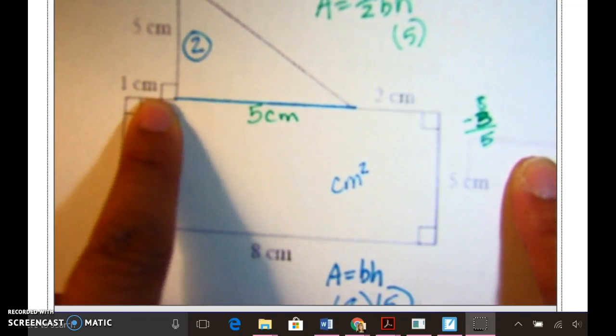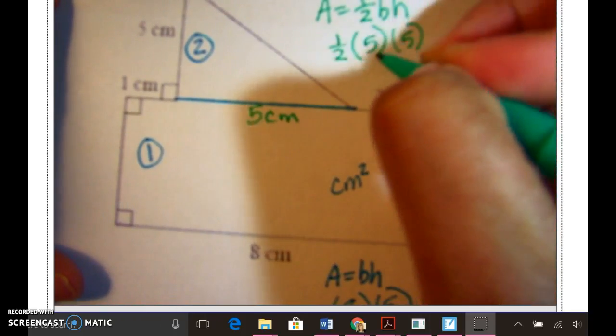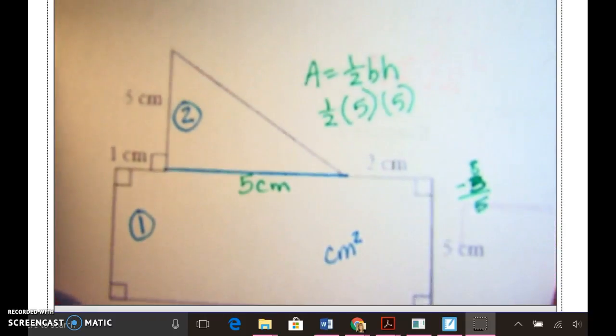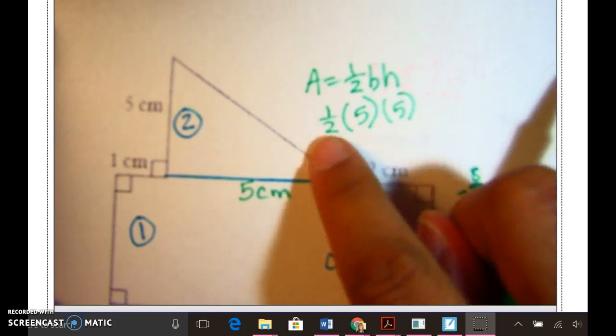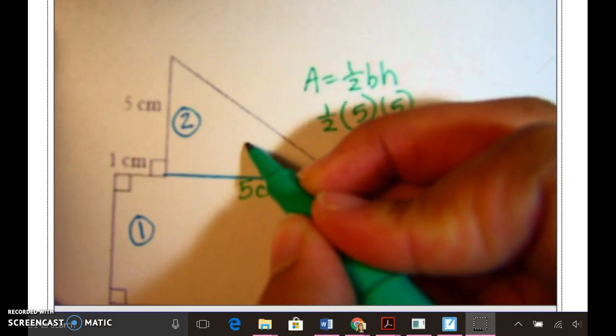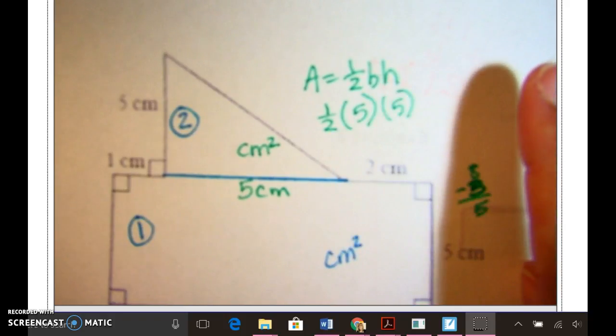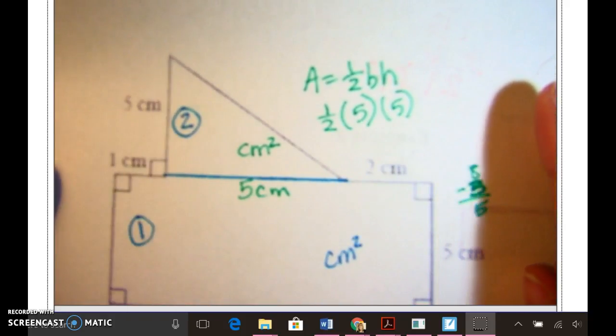So I know my height is 5, I know my base is 5. So now I can use my formula. And again, what I like to do is multiply base times height and then divide by 2. When I'm done, my answer is going to be in centimeters squared. Even though I divided by 2, I'm still multiplying 2 numbers together. It's still base times height.